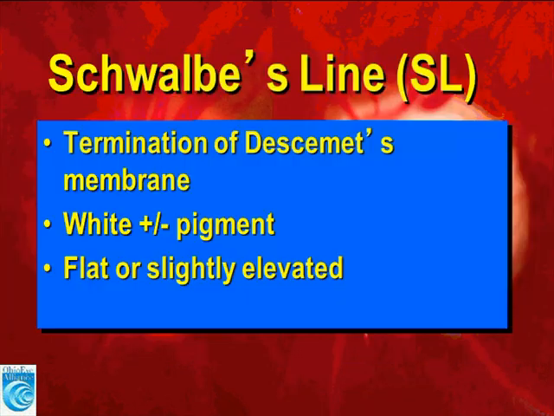What we're looking at here is a scanning electron micrograph, which is trabecular meshwork inserting into Schwalbe's line. Schwalbe's line is the anteriormost structure in the angle that we usually identify. It is the termination of Descemet's membrane. It is usually white with or without pigment. It is flat or very slightly elevated. If it is greatly elevated, this is a congenital condition called posterior embryotoxon, which can be part of several syndromes.